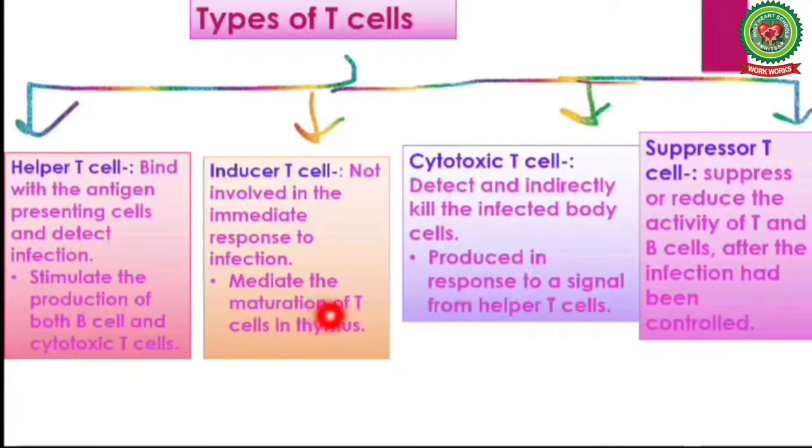Cytotoxic T cells detect and indirectly kill the infected body cells, produced in response to a signal from helper T cells. And last is suppressor T cell. They suppress or reduce the activity of T cells and B cells after the infection has been controlled.